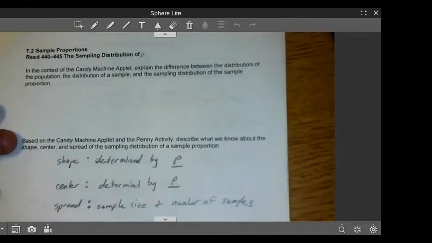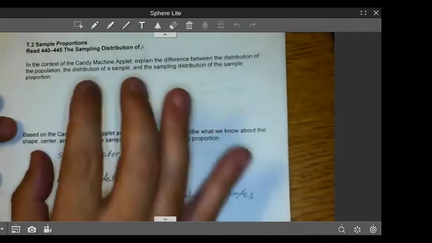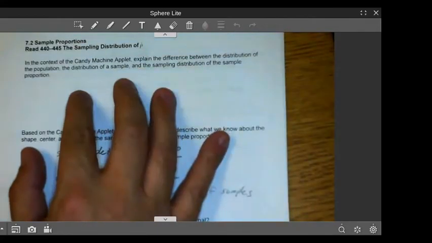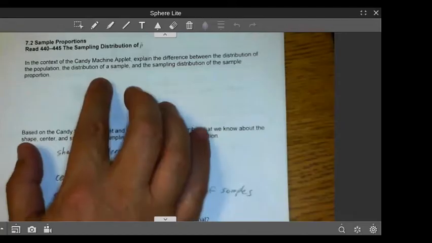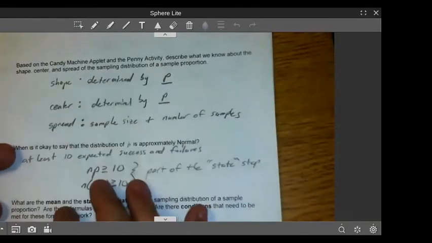All right, okay, we're gonna let's do this thing. 7.2 sample proportions. Candy Machine Athlete will send you directions on how to do this. So this is based on the results of it if you bother to do it. If not, you'll just have to memorize it.